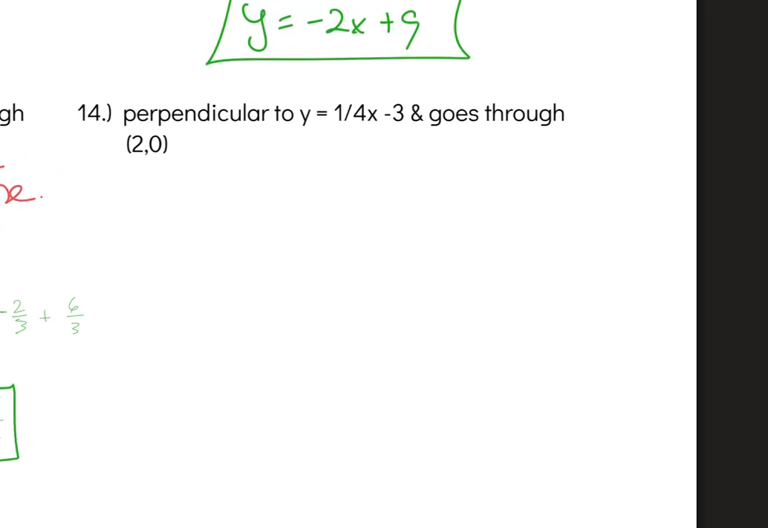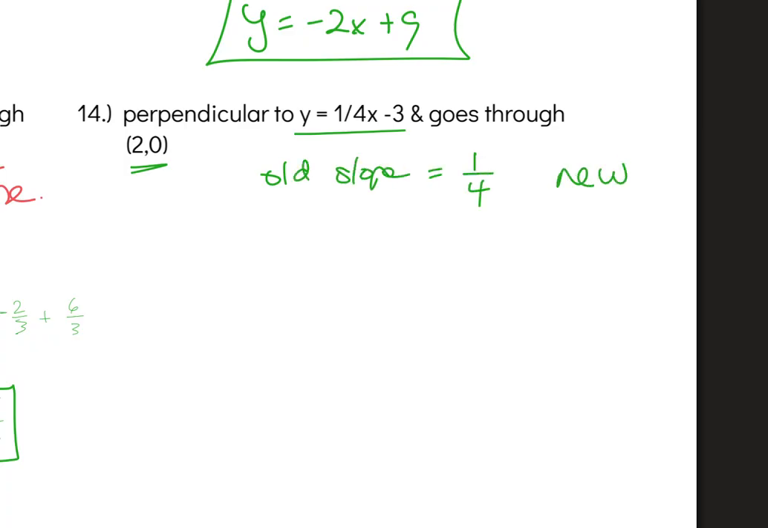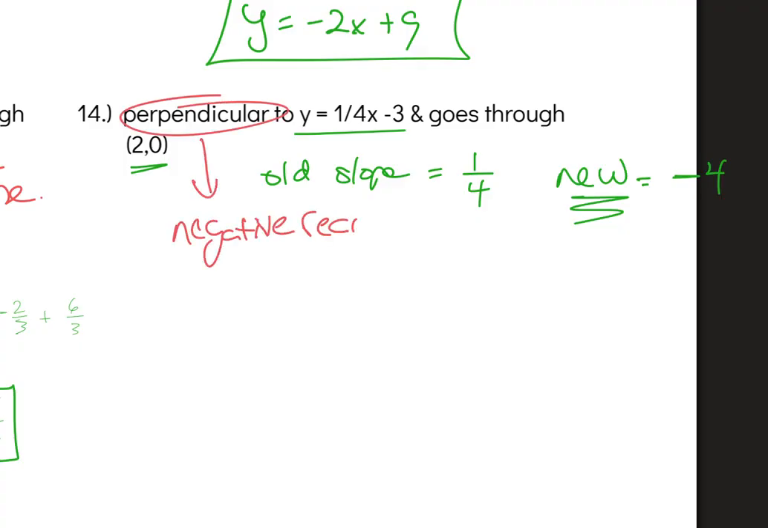Number 14, perpendicular to this one and goes through that point. If our old slope is 1/4, our new slope is going to be -4. Why? Because perpendicular slopes are negative reciprocals. I don't know what this little curly thing became, sorry. Anyway, negative reciprocals, okay?